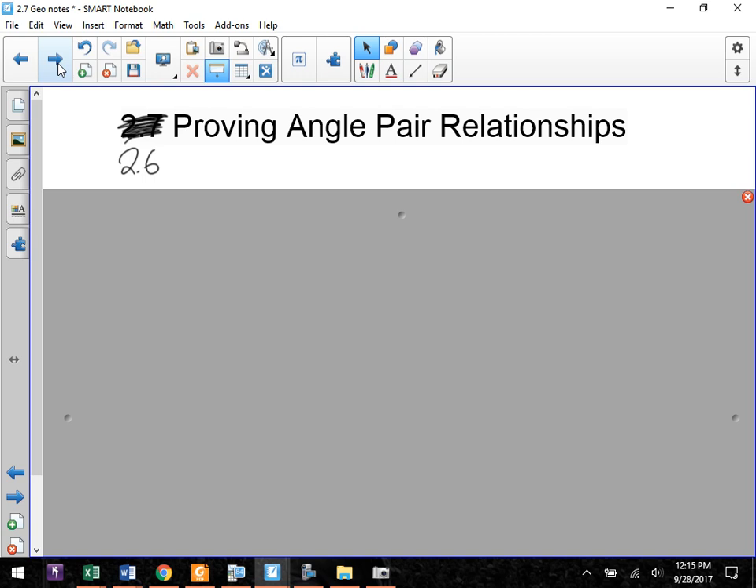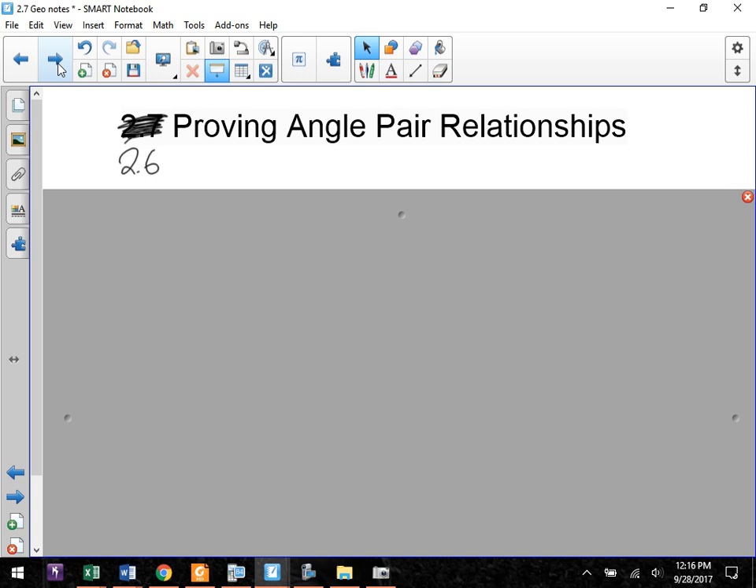Vertical angles, very good. So we had those four angle pair relationships. What did you know about all vertical angles? They're vertical. They were what though? They're all angles, very good. They're vertical and they're angles. You guys listen very clearly.